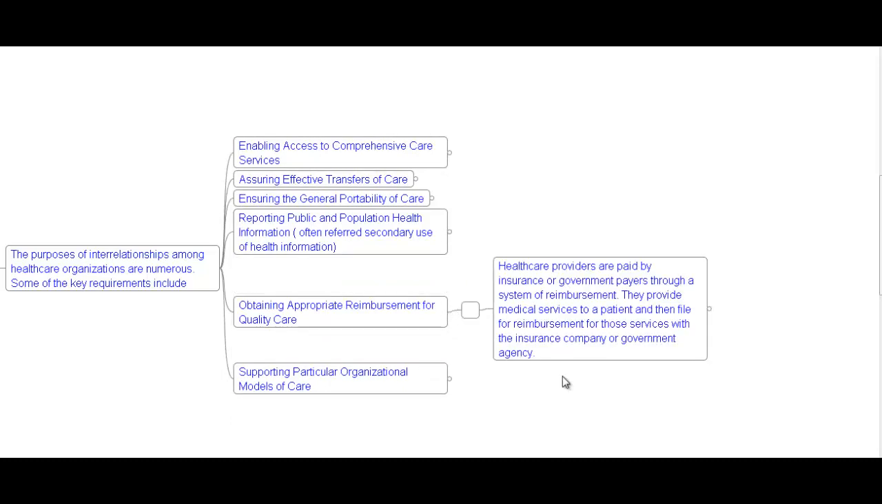Obtaining appropriate reimbursement for quality care. Healthcare providers are paid by insurance or government payers through a system of reimbursement. They provide medical services to patients and then file for reimbursement for those services with insurance companies or government agencies.